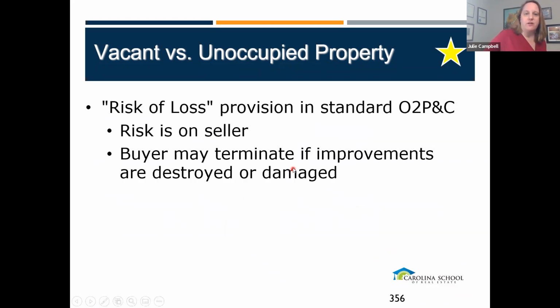In our offer to purchase and contract, we have a risk of loss provision. The other thing that we need to do as listing agents is explain to the seller that they've got to keep homeowners insurance on their home until it closes, until that deed changes hands, because it's still the seller's home and the risk of loss is on the seller. So if we're under contract and the house burns down, the risk of loss is on the seller because it's still their home. Some homeowners think that we go under contract, yay, I'm going to cancel homeowners. No, you cannot cancel homeowners insurance until it closes.